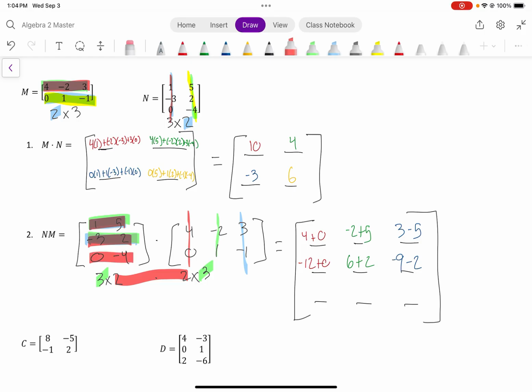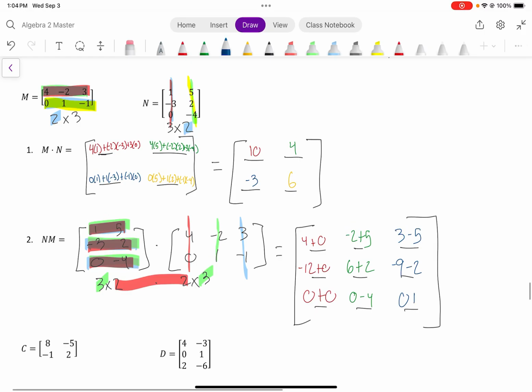First element in row 3 times the first element in column 1. 0 times 4 is 0. Then negative 4 times 0 is 0. That one's really boring. 0 times negative 2 is 0. Negative 4 times 1 is negative 4. And then 0 times 3 is 0. Negative 4 times negative 1 is positive 4.